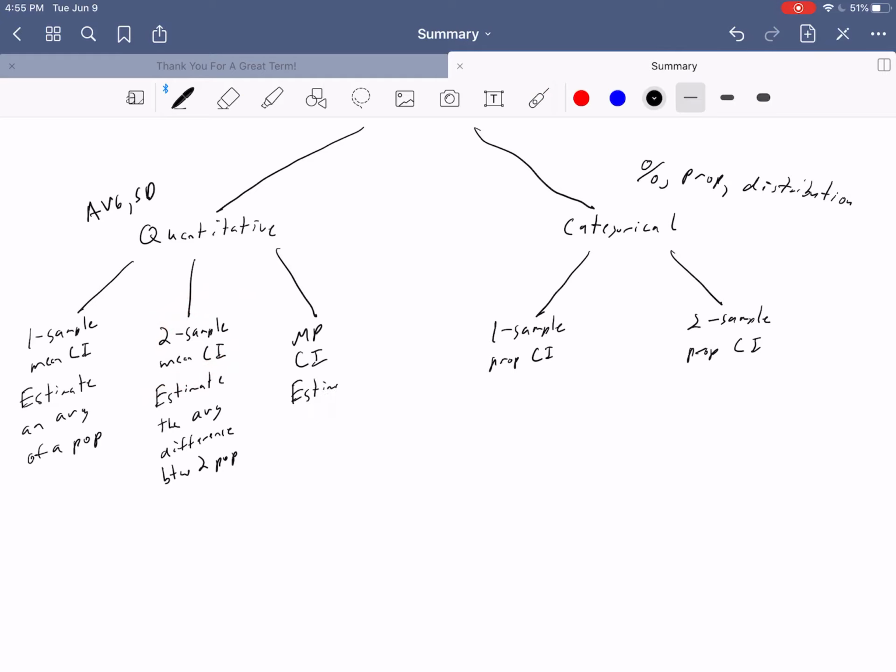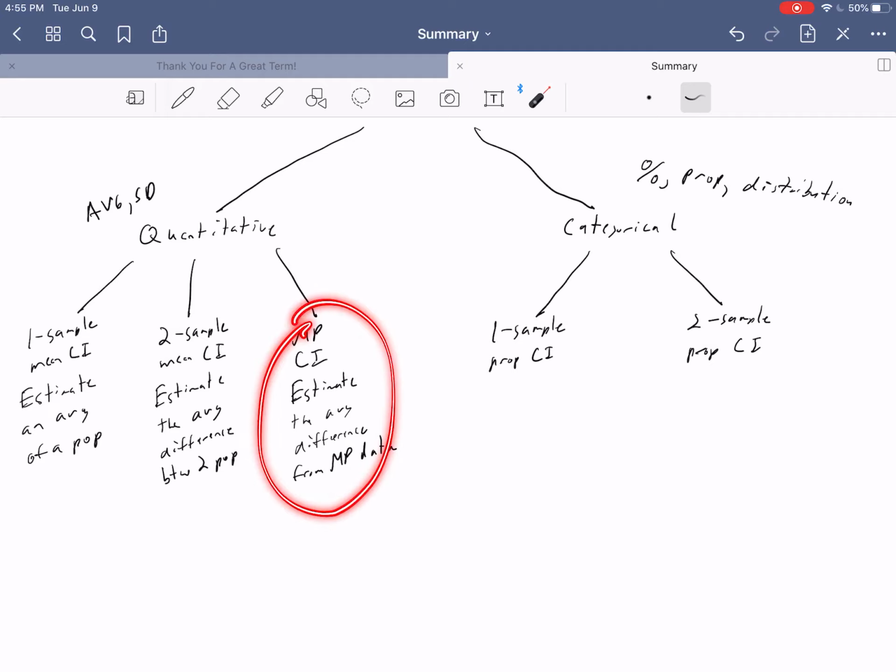And if you want to estimate the average difference from matched pairs data, then you would, of course, use a matched pairs confidence interval. So what this should basically tell you is, once again, the matched pairs confidence interval is very special, sort of unique. Only use it if you have matched pairs data.